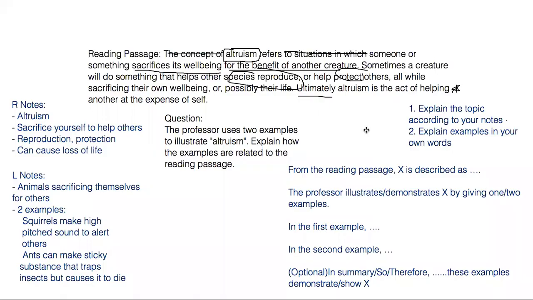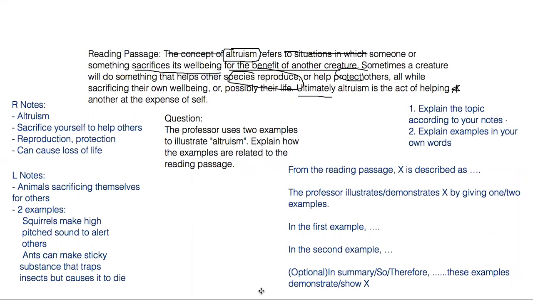So here I have listed some grammar points that can help you slot the information you get from the reading and the listening into a correct and well-worded sentence. So for example, for this question, I could say, from the reading passage, altruism is described as the act of helping another at the expense of self. And then we could talk about the professor illustrating or demonstrating altruism through these examples, in the first example, in the second example, and so on.